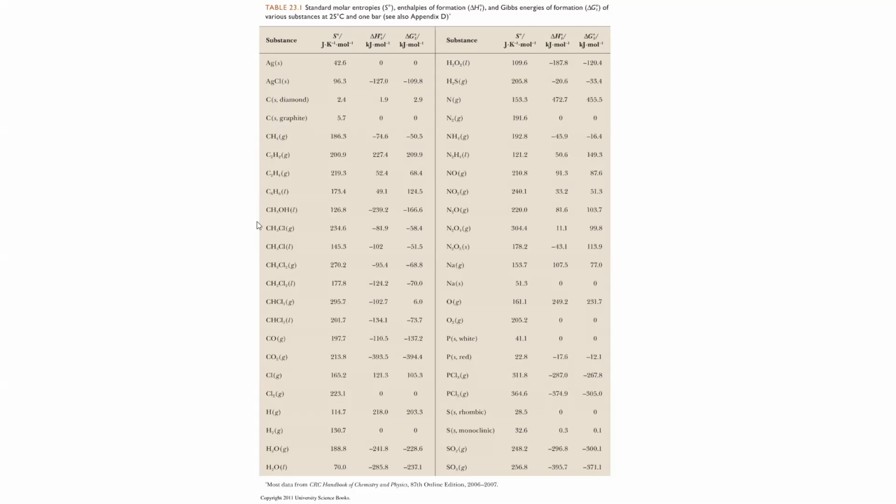Basically, you could look these values up and do the calculations as you've done in the past with enthalpies of formation. So when it comes to something like diamond and graphite, graphite has 0 enthalpy of formation and 0 free energy of formation, whereas carbon as diamond has a slightly higher enthalpy of formation and a slightly higher free energy of formation. That's something to keep in mind as we go through this, but we can just look these up as we need to. So you'll have the substance, the standard molar entropy, the standard enthalpy of formation, and the standard free energy of formation.